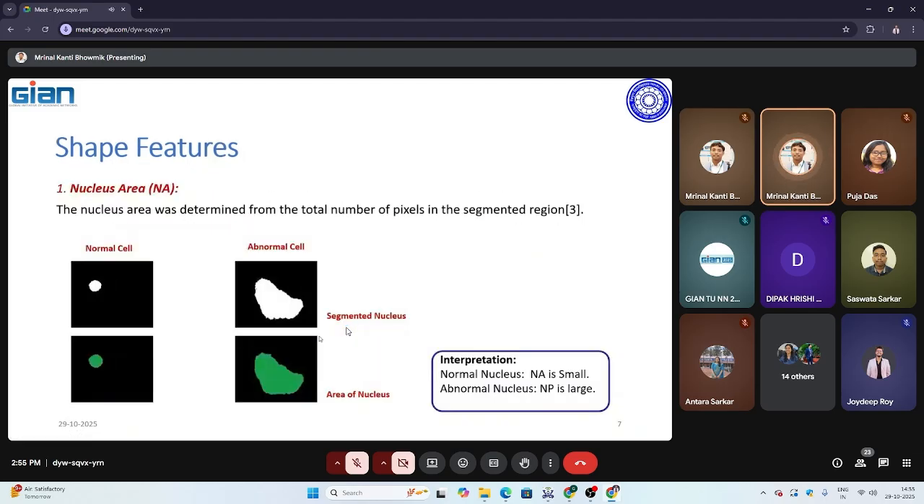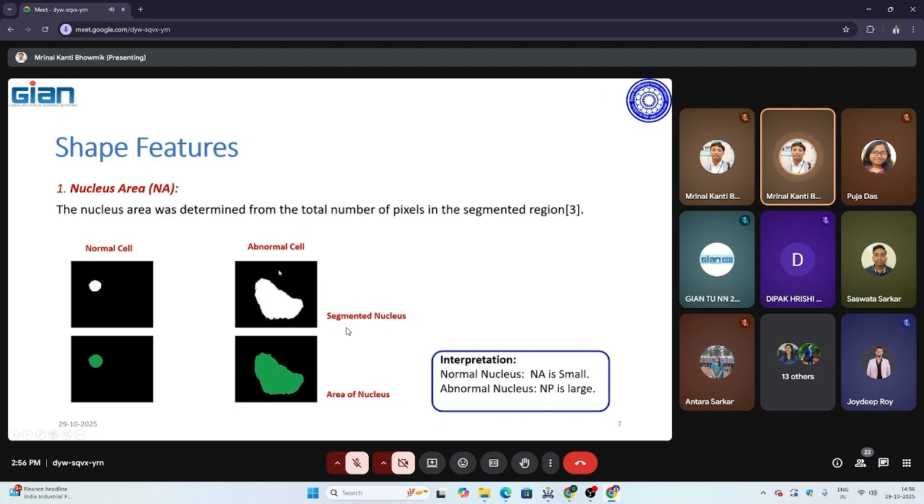So the first one is nucleus area. Here, nucleus area refers to the total number of pixels inside the nucleus boundary. It represents the actual size of the nucleus. In a normal pap smear cell, the nucleus is small and it occupies only a minor portion of the cytoplasmic area. In contrast, in an abnormal or dysplasia cell, the nucleus becomes enlarged due to uncontrolled cell growth.